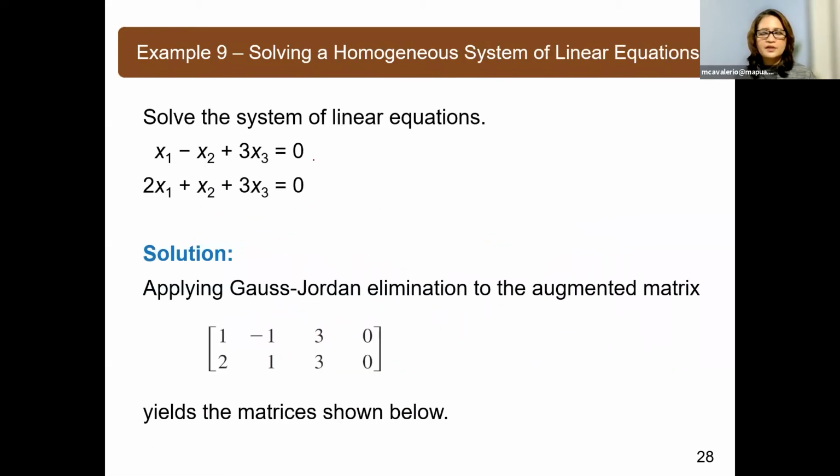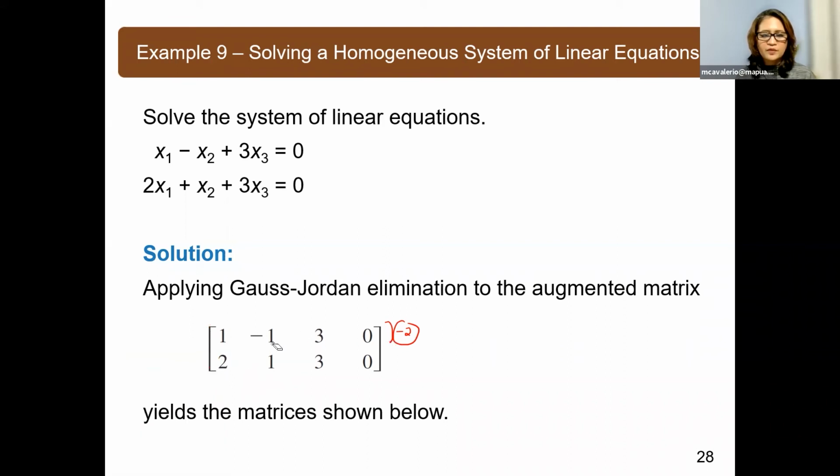Example, solve the system of linear equation. We have three unknowns in two equation. So we form now the augmented matrix, isolating the coefficient matrix as well as the zeros. And then we need to convert this to zero, of course. So multiply row 1 by -2 and add it with row 2. Then what happens?